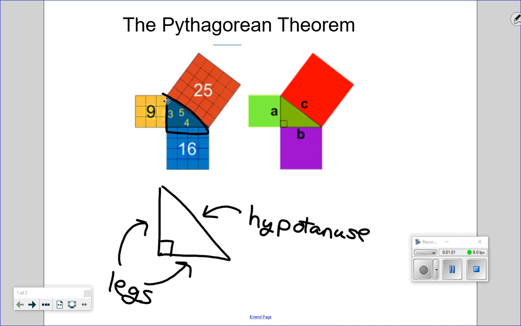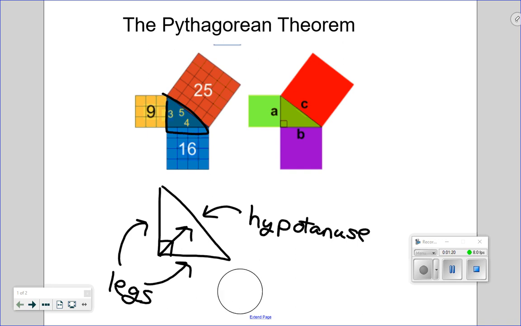So your hypotenuse is across from the right angle. One way to find it is to put your pencil or pen on the right angle and draw an arrow going across and find the side. That's the hypotenuse. It's also the longest side of a triangle. So it's the longest side, it's the one across from the right angle. The other two are the legs.